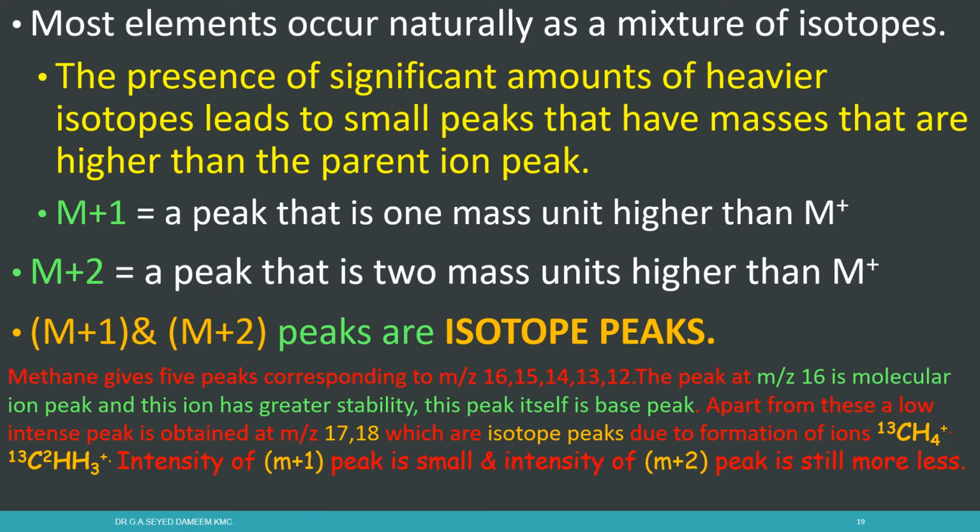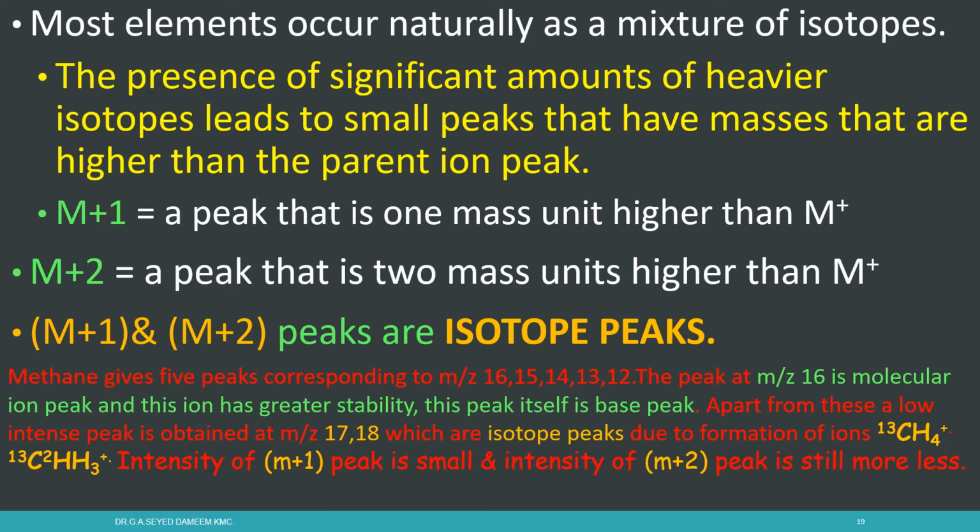Now, the presence of significant amounts of heavier isotopes leads to small peaks that have masses higher than the parent ion peak, for example the M+1 peak and M+2 peak. These two peaks, M+1 and M+2, are isotope peaks. M+1 means a peak which is one mass unit higher than the molecular ion peak M+, and the M+2 peak means a peak with two mass units greater than the molecular ion peak. The molecular ion peak is represented by M+, and isotopics are represented as M+1 and M+2.